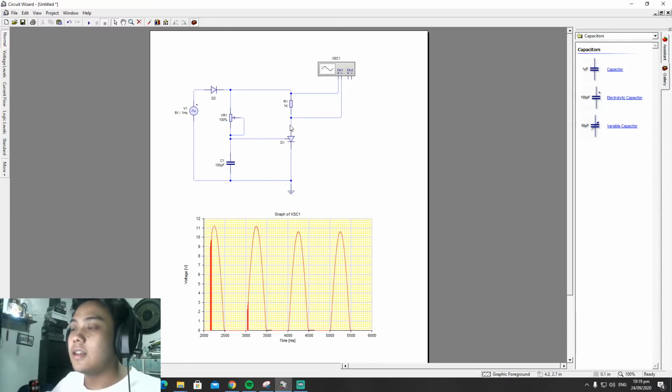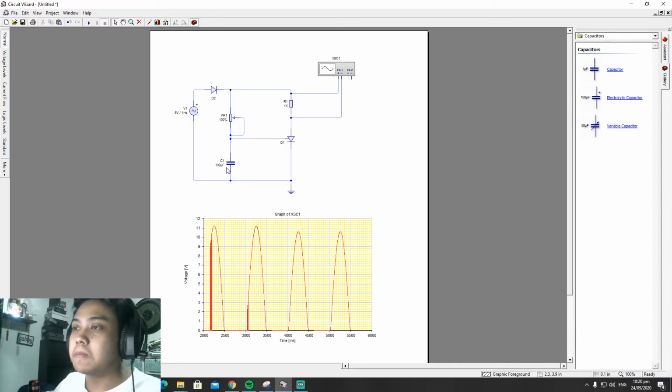At the anode, we have a load resistor connected and the cathode is connected to the ground, and on the gate terminal we have a potentiometer, a diode, and a capacitor.